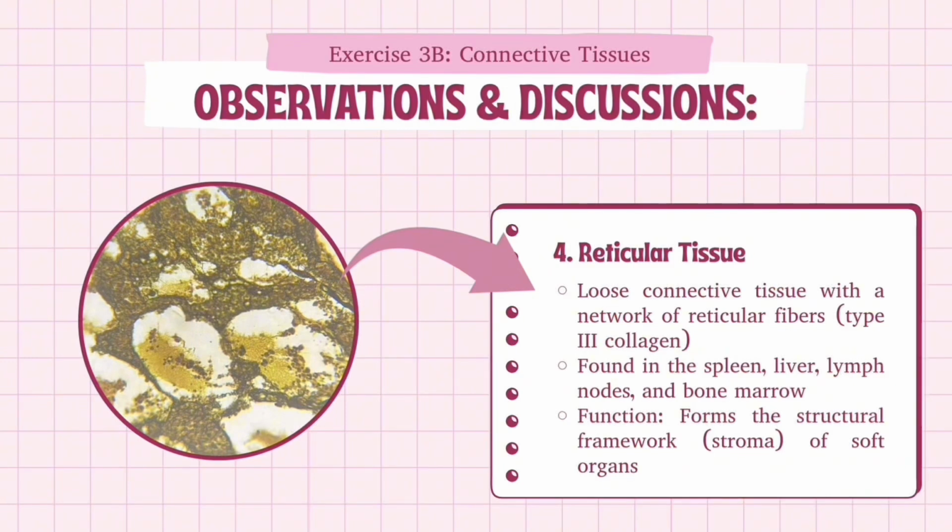The reticular tissue is a loose connective tissue with a network of reticular fibers, also known as type 3 collagen. Nuclei of reticular cells are located along the fibers. It forms the structural framework, or stroma, of soft organs like the spleen, liver, and lymph nodes, supporting blood cells and immune functions.